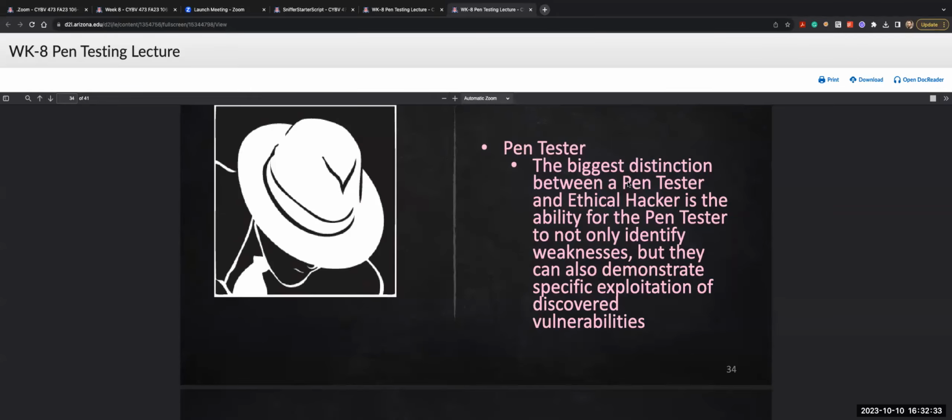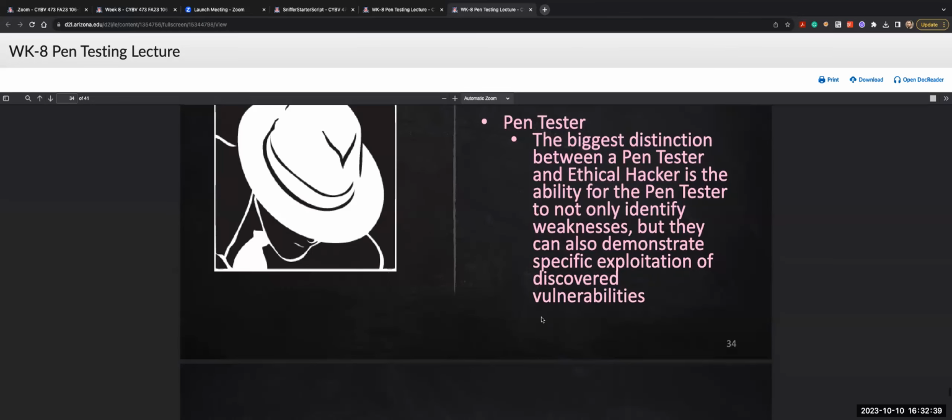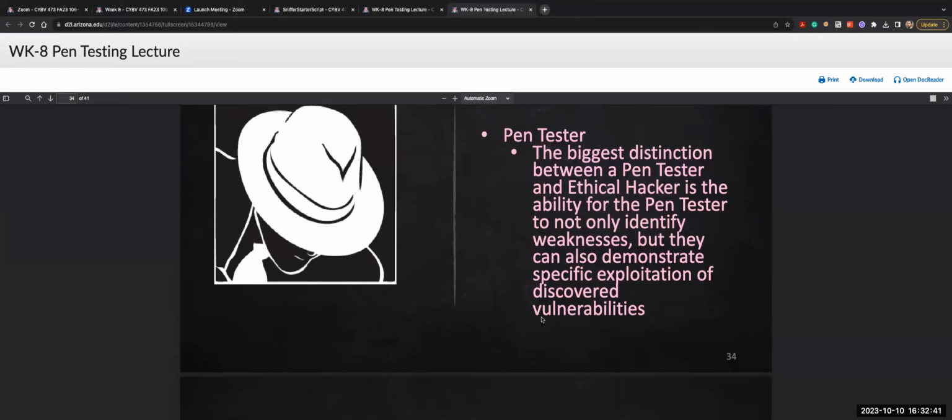The biggest distinction between a pen tester and an ethical hacker is the ability for the pen tester not only to identify weaknesses, but also to demonstrate specific exploitation of discovered vulnerabilities. Again, that goes with the fact that when you're on a pen test, you have to know what you're doing, and in order to do that, you have to be able to do research. You have to be able to say, I wonder how this works, or I wonder what happens if I do it like this, right?